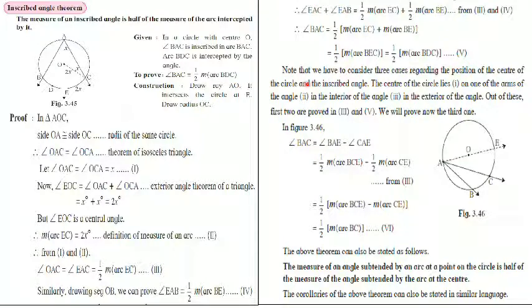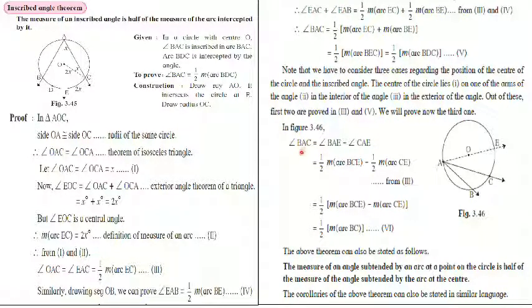Now note that here we have to consider three cases regarding the position of the center with respect to the inscribed angle. The center of the circle lies on one of the arms of the angle, second, in the interior of the angle, and third, in the exterior of the angle. Out of these, the first two are proved. So now consider the third one.